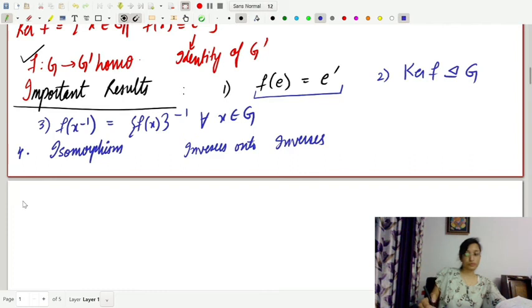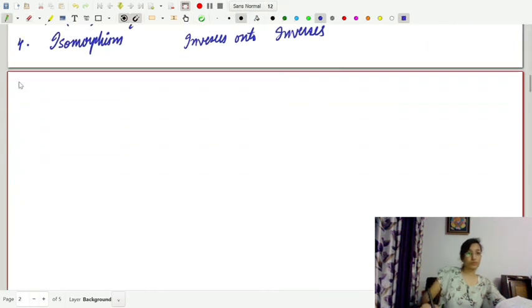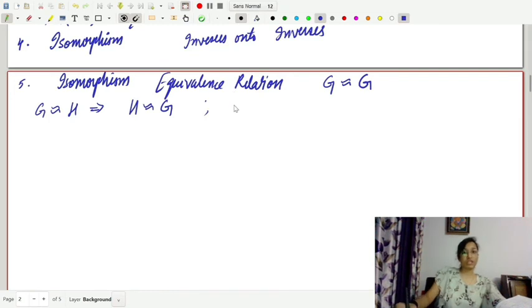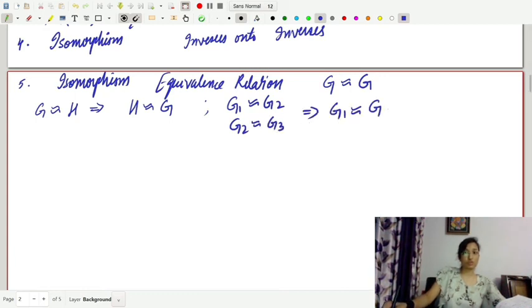Now the fifth property: isomorphism is an equivalence relation. That is, G is isomorphic to G, reflexive. If G is isomorphic to H, it implies H is isomorphic to G, symmetric. And transitive: if G1 is isomorphic to G2 and G2 is isomorphic to G3, it implies G1 is isomorphic to G3.